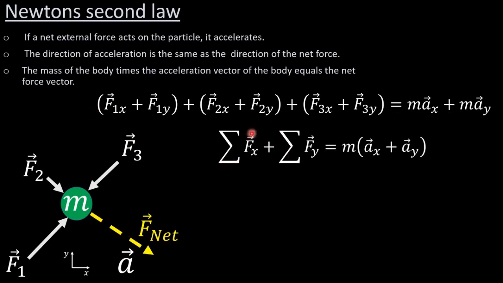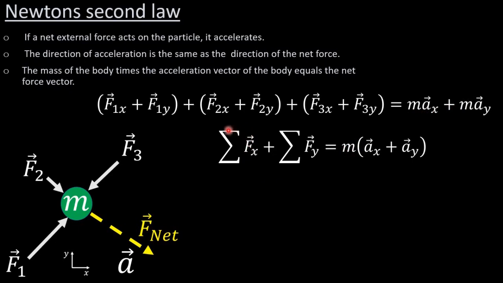So we would write the sum of the forces in the x direction plus the sum of the forces in the y direction equals mass times the acceleration in the x direction plus the acceleration in the y direction. So all I did was factor out m from each term on this side because m is a scalar quantity.